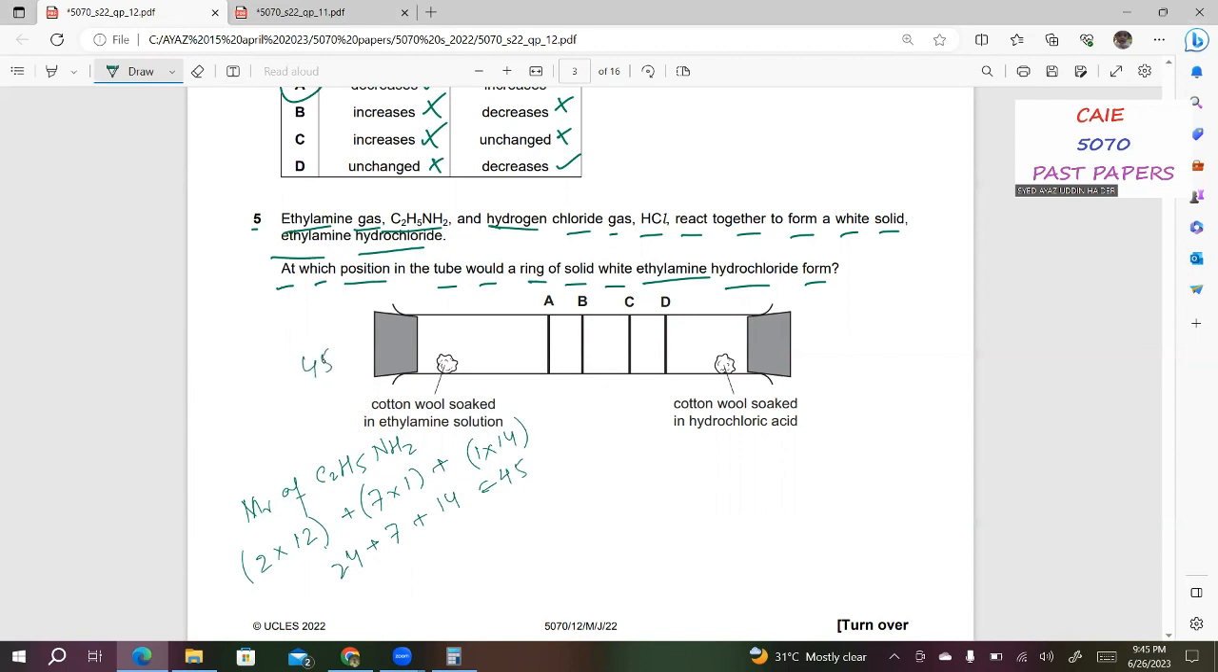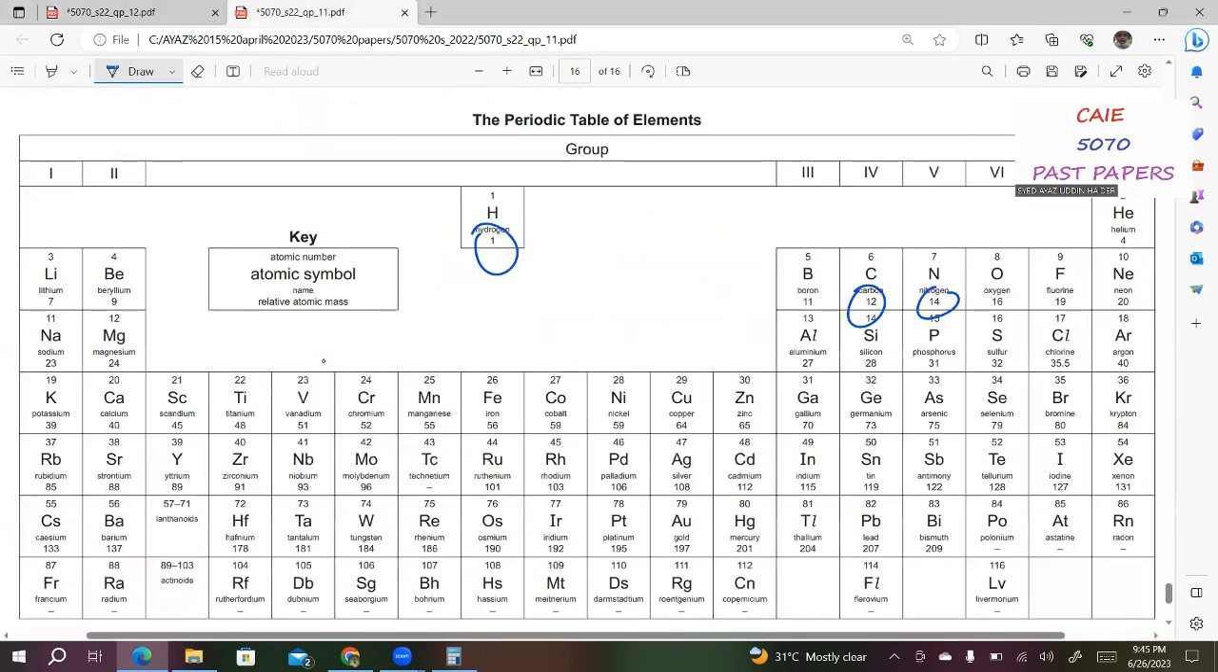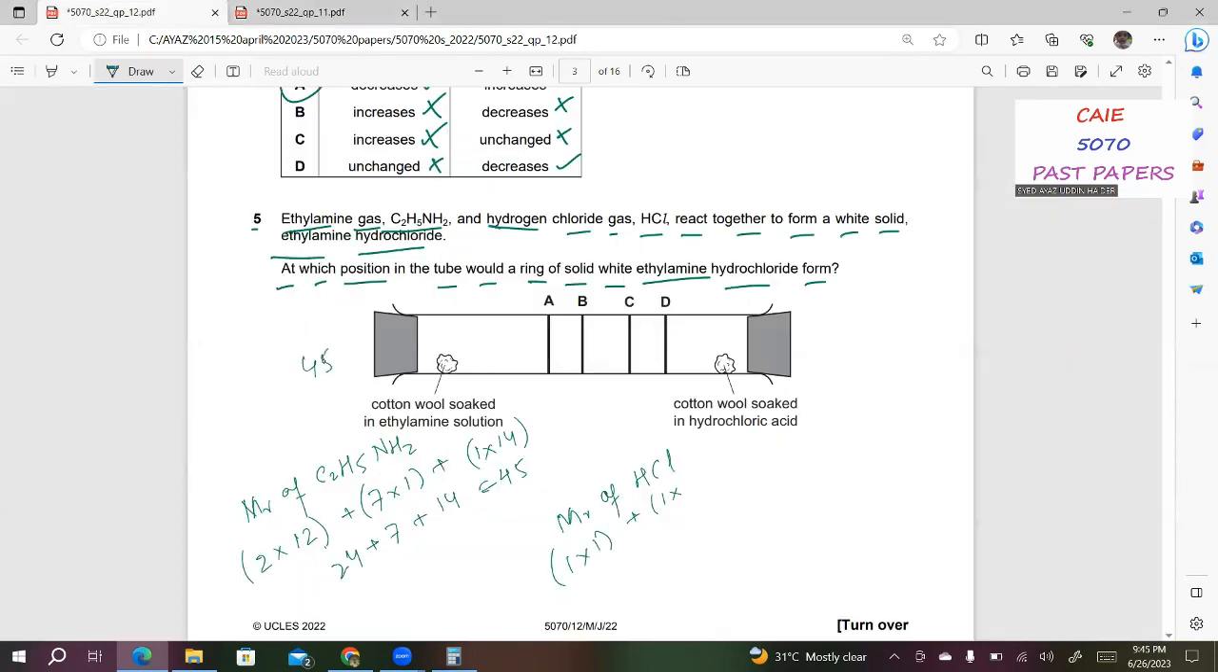What about HCl? Mr of HCl. We have 1 hydrogen atom, Ar of hydrogen is 1, so 1 multiplied by 1, plus we have 1 chlorine atom. Ar of chlorine is 35.5. So here the final Mr will be 36.5. So I am writing 36.5. So definitely HCl will travel faster as compared to ethylamine. So A must be the final answer in this case.